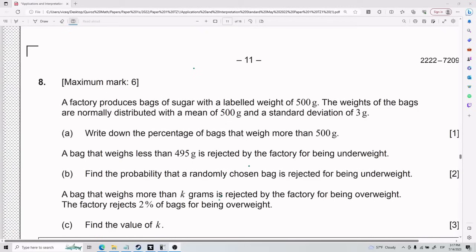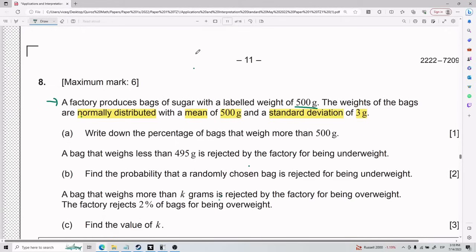All right, and now for the 8th one, we have that. A factory produces bags of sugar with a labeled weight of 500 grams. The weights of the bags are normally distributed with a mean of 500 and a standard deviation of 3 grams. Part 8. Write down the percentage of bags that weigh more than 500 grams.